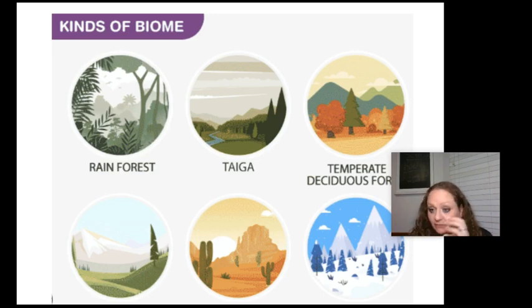Tundra is going to be completely frozen. This is going to get the least amount of rainfall along with deserts. Deserts and tundra actually get the same amount of precipitation each year. When we say rainfall, we don't mean only rain, we're including snowfall in that as well.